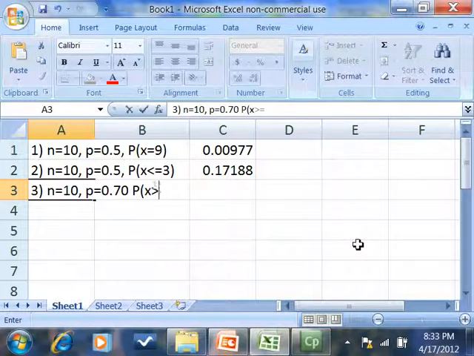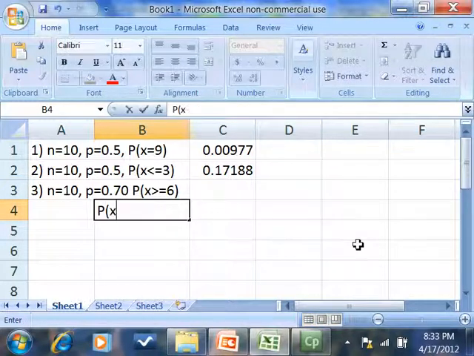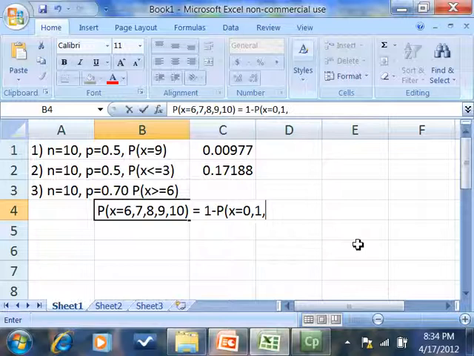At least 6 would mean greater than or equal to 6. Now let's think what this means. That's x equals 6, 7, 8, 9, and 10. But we can't put that in the calculator that way, so we'll do 1 minus the probability of x equals 0 to 5. Remember, for the binomial distribution to work, you have to go from 0 up to a number. And 1 is everything, that would be 0 to 10. If I cross off 0 through 5, that leaves me 6 through 10.